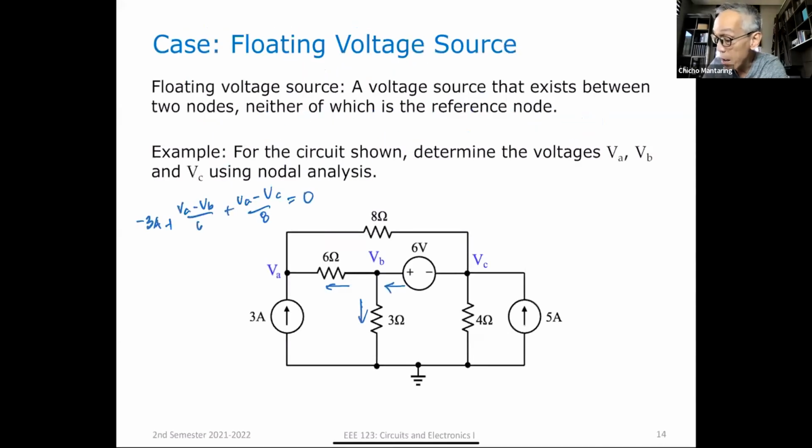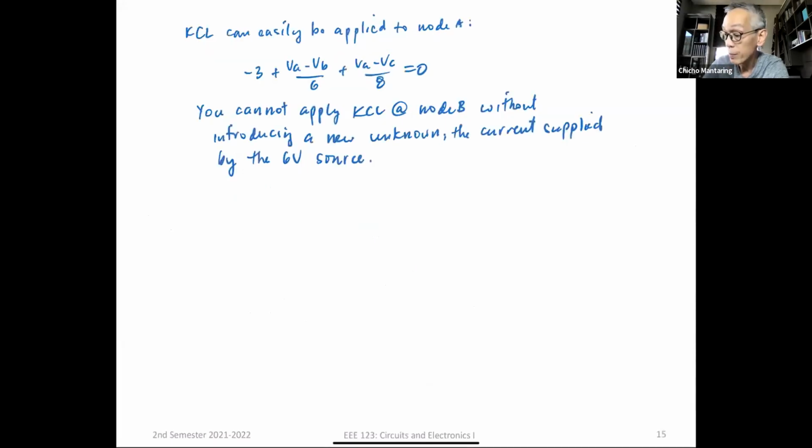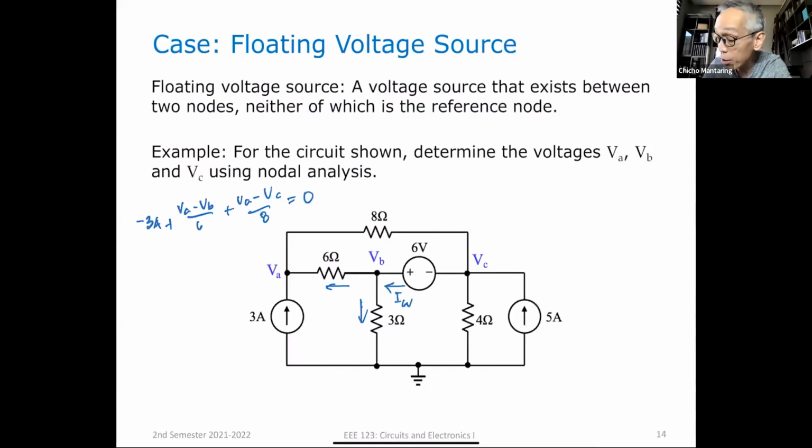So maybe I can call this I 6 volts. No? So I can apply KCL at node B, except that I'll be introducing a new unknown. Now, if you have a new unknown, what does that mean? That means you need another equation.